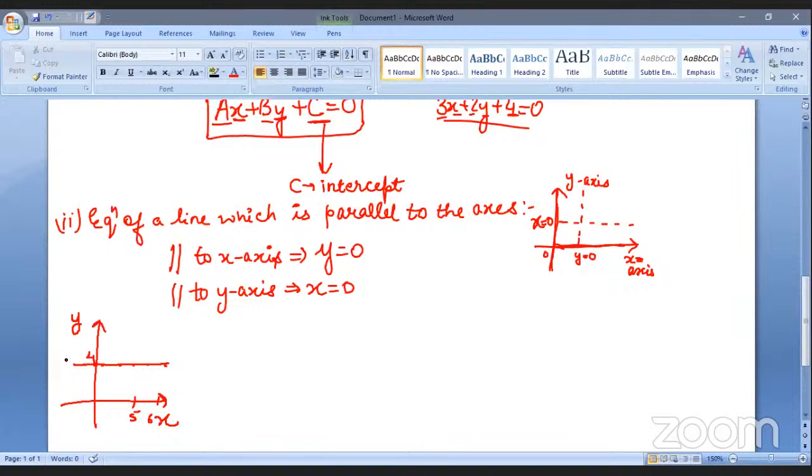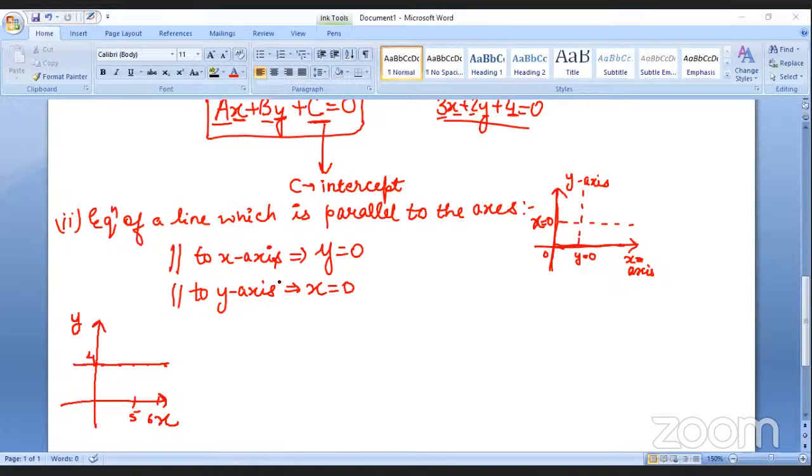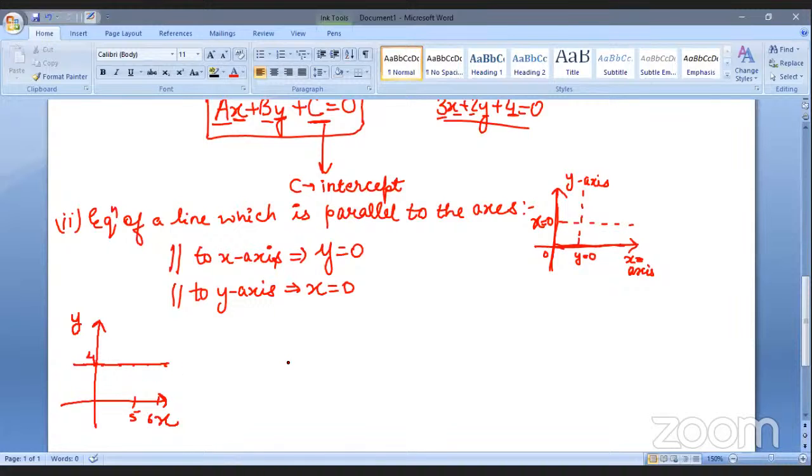Anybody? What will be the equation of this line? Anybody would like to answer? Okay, Deepti, great. Y is equal to k. Okay, this is very good. But here y is equal to 4, like I've taken 4, right? So we can say that y is equal to k definitely if it is some value k. But if we are talking about this particular case, then we can say y is equal to 4. All right, very good, Deepti.